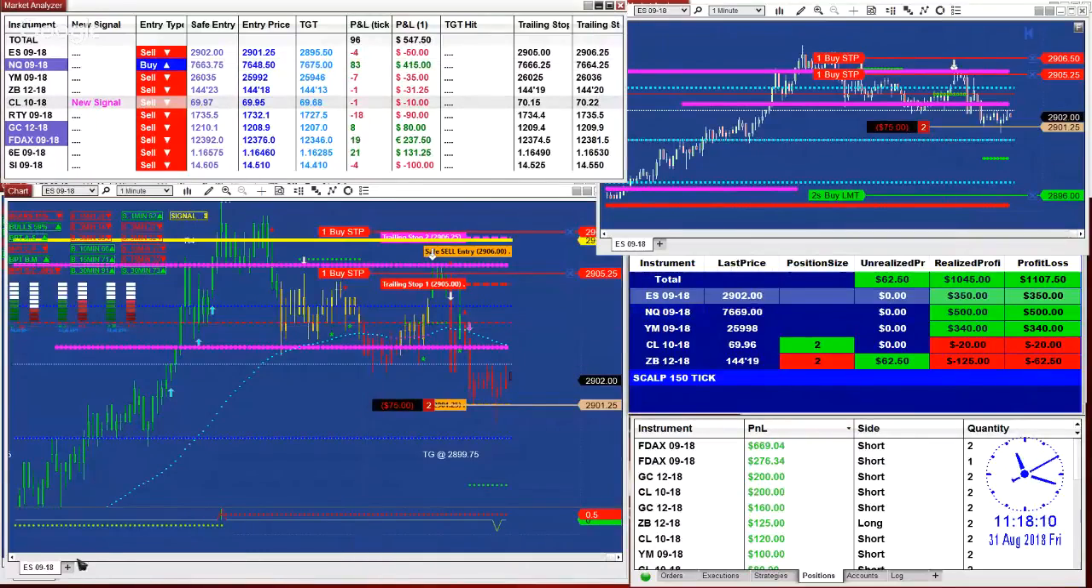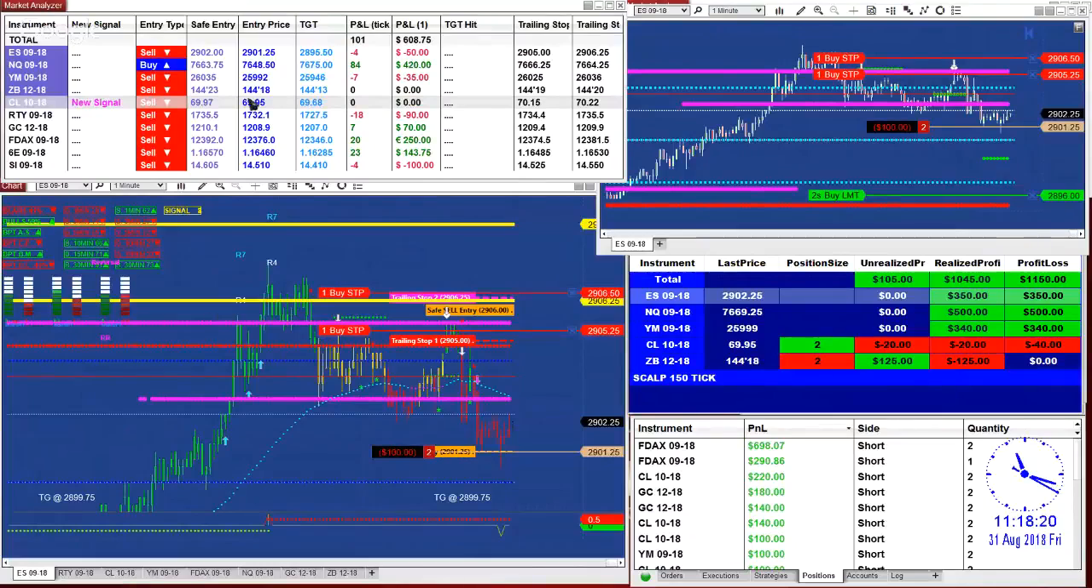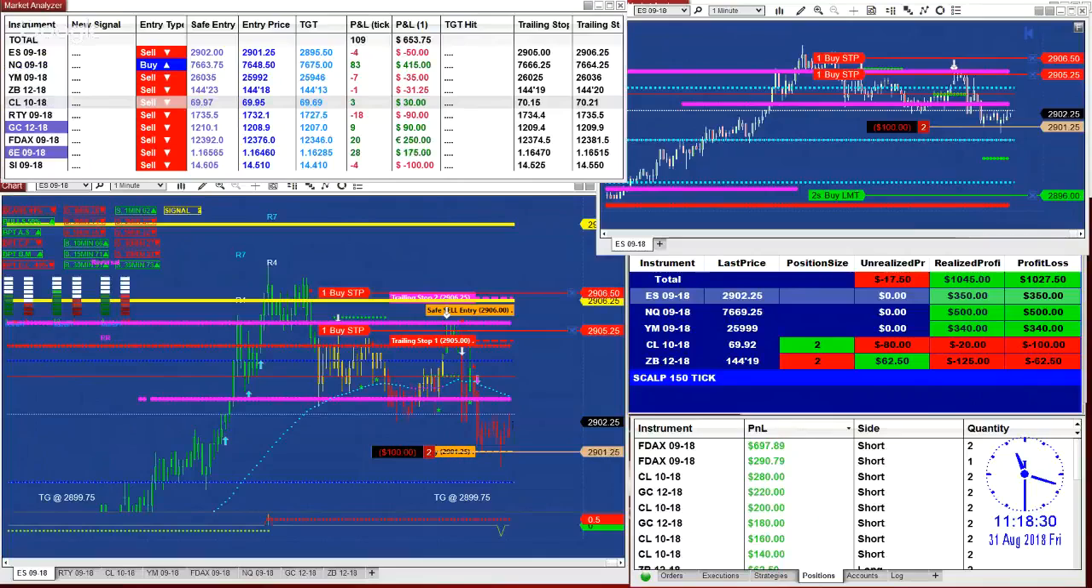A new signal on the CL. Let me see what's going on. The new signal on the CL is entry 69.95, target 69.68. So let's see what will happen on the CL.